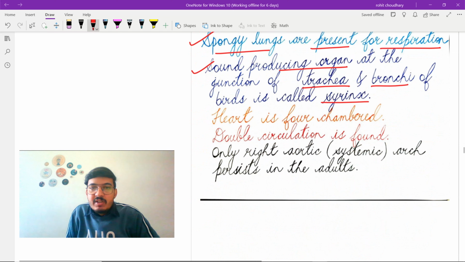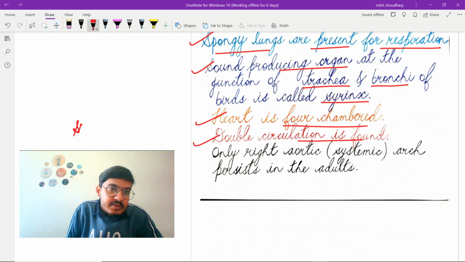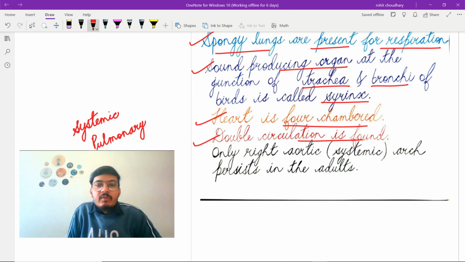The next feature is heart is four chambered as there are two auricles and two ventricles present. Double circulation is found. Double circulation is a mechanism in which blood flows twice through the heart in one complete cycle. Systemic circulation and pulmonary circulation. These are the two pathways in which blood flows in double circulation.